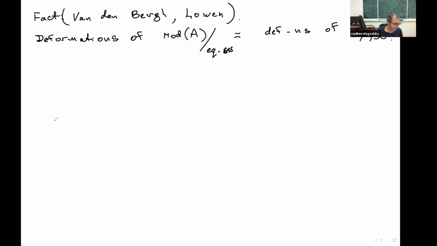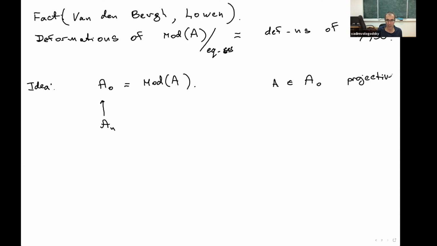Okay, so now maybe I will explain why this is true. If you have a category of modules of an associative algebra, and you have a deformation A_N of this category, you want to produce a deformation of the algebra. What you do, you consider A as a free module over A. So this is an object of A0. And it's free, and therefore it's projective. And you show that a projective object admits a flat lifting.